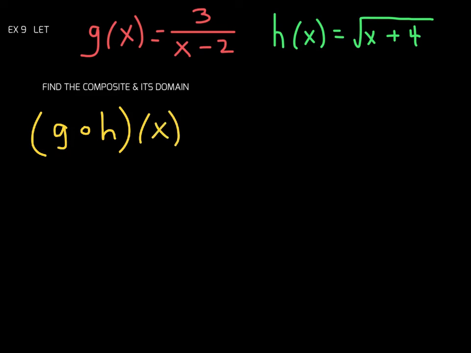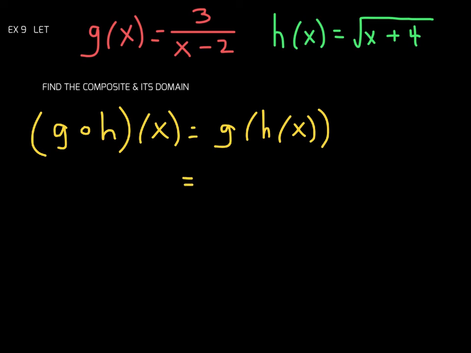This one's going to be a really interesting example here. I think it's going to be a lot of fun, okay? All right, here we go. By definition, g composed with h at x is equal to g of h of x. Cool? That's by definition.